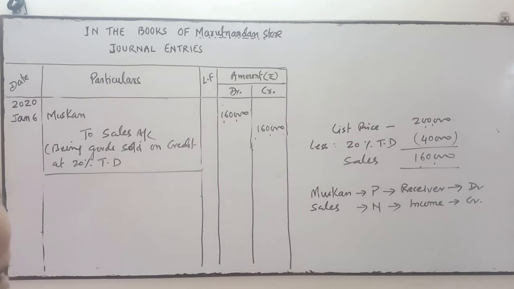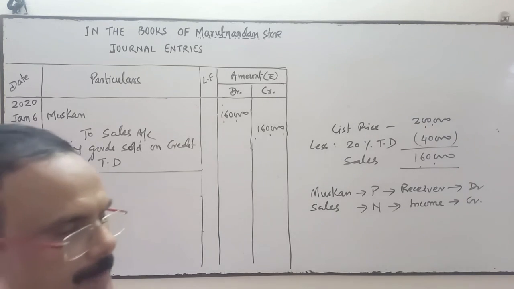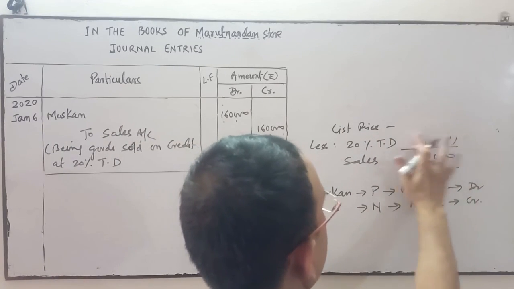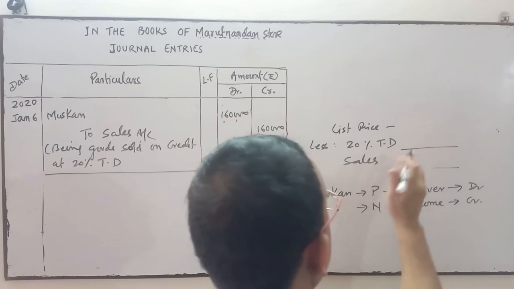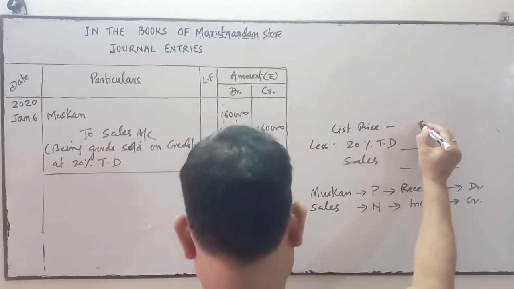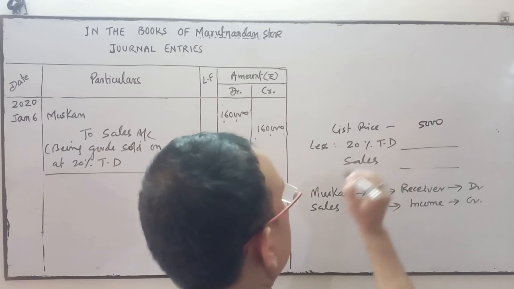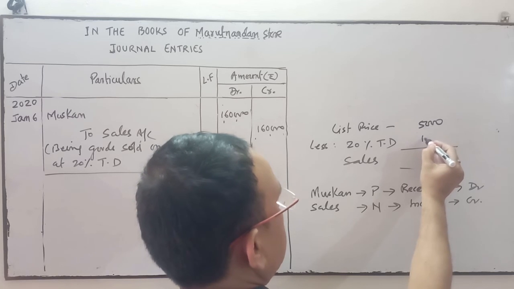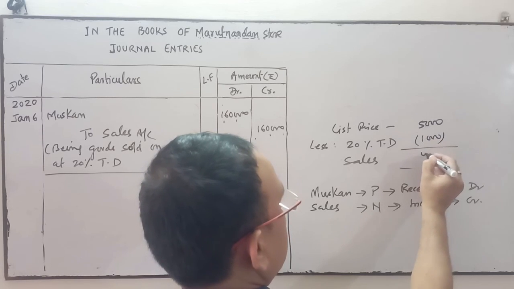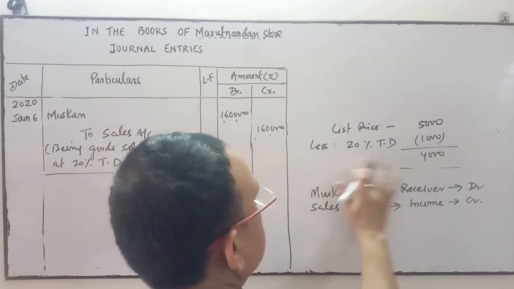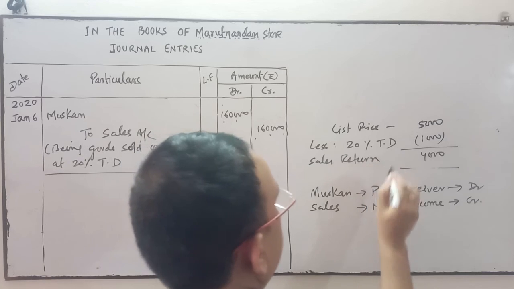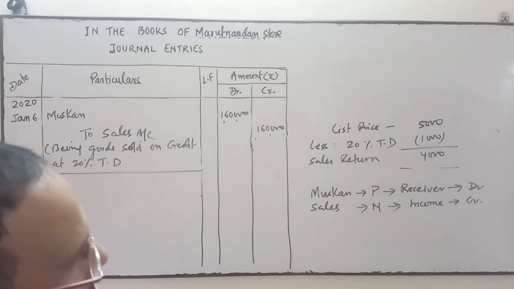Next transaction is Muskan returned goods of the list price 5,000. Muskan, who is our customer, has returned the goods. The list price of the goods returned by her is 5,000. So again we deduct the trade discount, 20% of 5,000, so 1,000. So this is 4,000. This is your sales return. Sales return will be recorded after deducting the trade discount, 4,000.